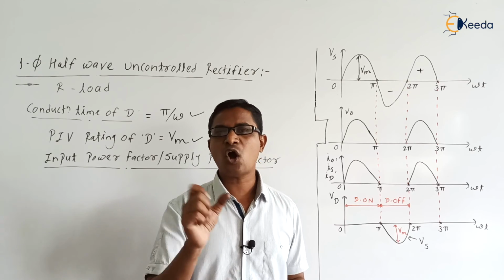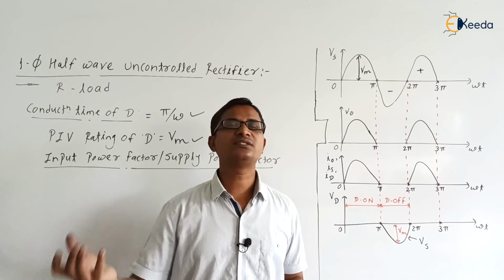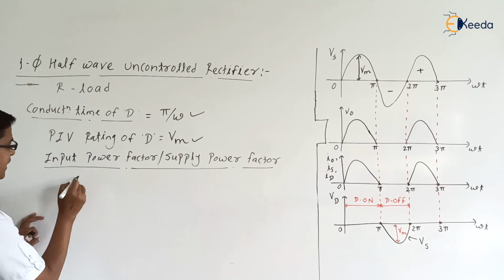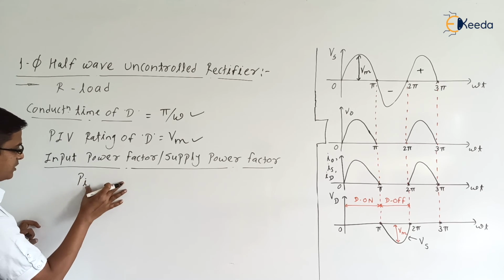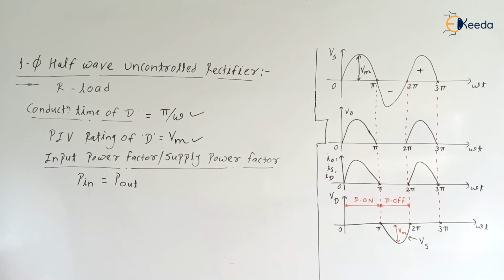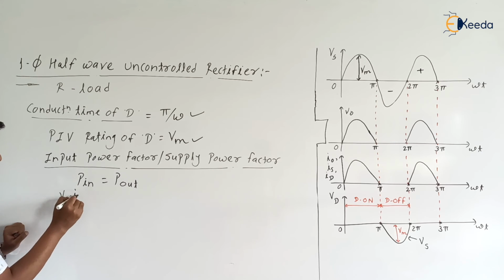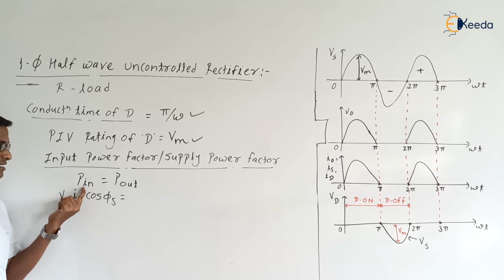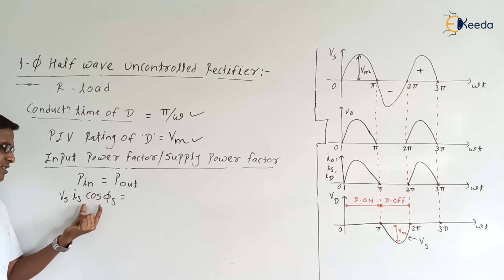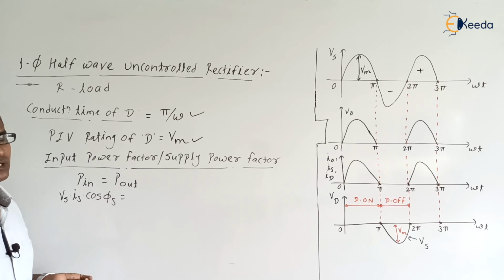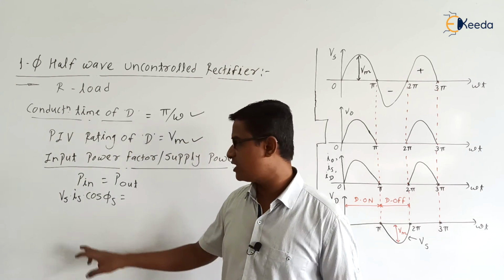When the diode is in the off state, what is the power supplied by the source? It is 0. And what is the power consumed by the load? It is also 0. So can we write P in, that is the input power, is equal to P out. What is P in? Input is AC, so please be careful, P in is equal to Vs into Is into cos phi s. Vs is the supply voltage RMS value, Is is the supply current RMS value, and cos phi s is the cosine of the angle between Vs and Is.